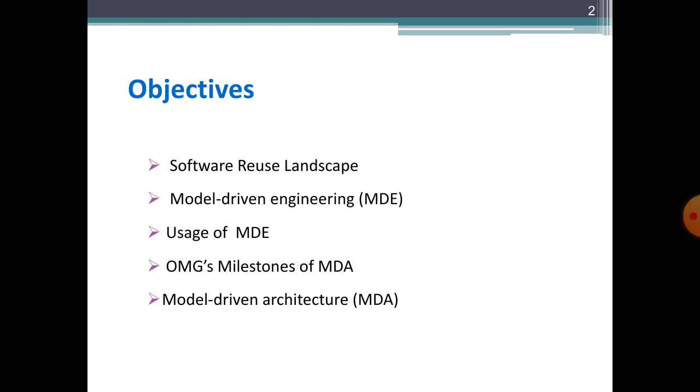Here is a brief objective of today's lecture discussion. We will discuss the different software reuse landscape in a nutshell, and then we will see what model driven engineering actually is, and the different usages of model driven engineering in our daily life. We will also focus on their pros and cons. And we will see how the OMG group achieved the milestones of MDA, model driven architecture, and we will see some basic concepts about model driven architecture. So students, this is the objective of today's lecture discussion.